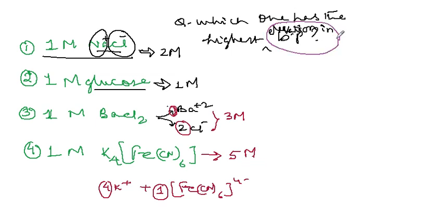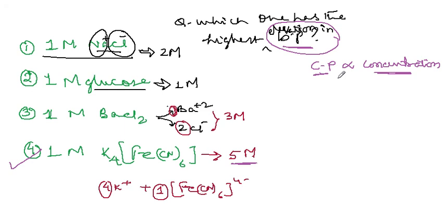And the elevation in boiling point is nothing but a colligative property. Okay, and we understand that a colligative property is directly proportional to concentration. So the one with the highest concentration would have the highest elevation in boiling point. Since 5 molar is the highest here, 1 molar K4FeCN6 will have the highest elevation in boiling point. Okay, that is one possible question that could be asked in our entrance exams. We need to take care of it.